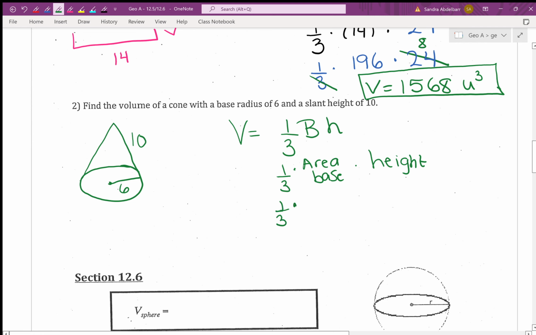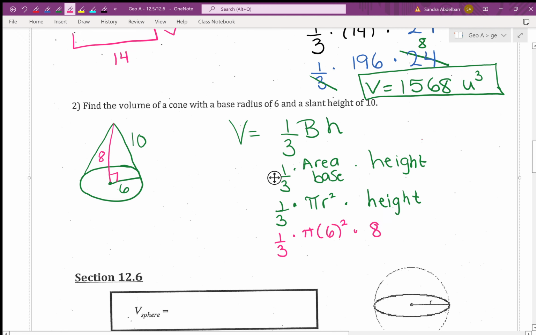What shape is the base? A circle. How do we find the area of the circle? What's the formula? Pi r squared times the height of the whole cone. Now I don't have the height of the cone. The height is made by what? The altitude, exactly. This is a triple times 2. You got it. So we are 1/3 times pi 6 squared times 8.